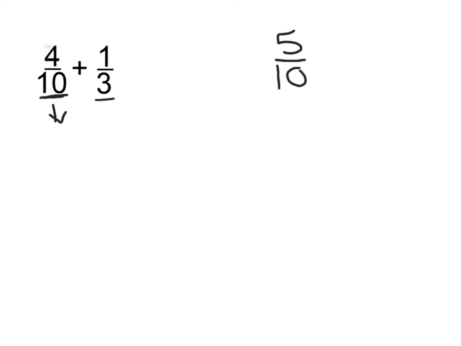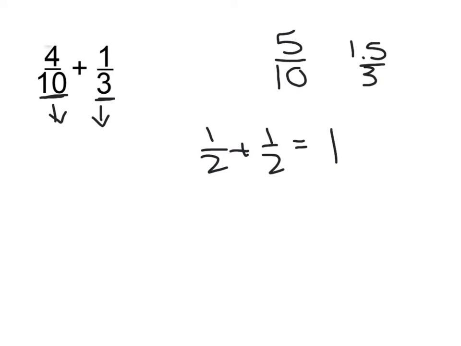Now we have 1/3. What's half of 3? Half of 3 is 1 1/2. So I know that 1 is less than 1 1/2, so I have another problem that's less than 1/2. So if I have a number that's less than 1/2 plus a number that's less than 1/2, my answer is going to be less than 1 whole, because if it was 1/2 plus 1/2, it would equal 1. So something less than 1/2 plus something less than 1/2 would equal less than 1.